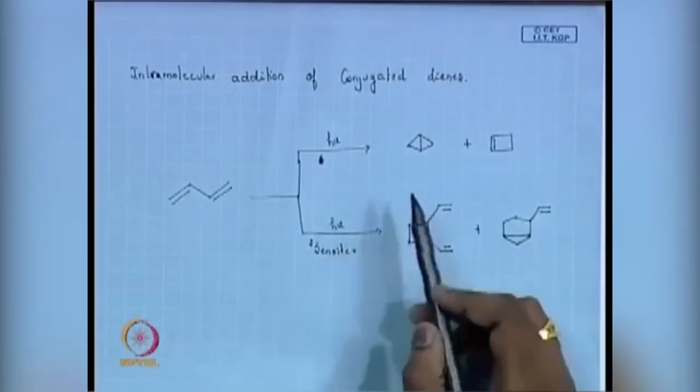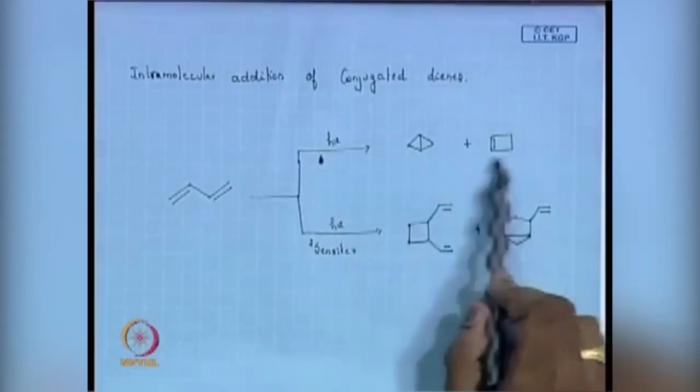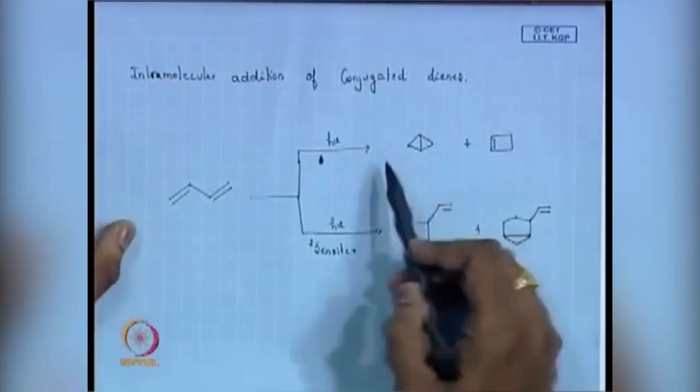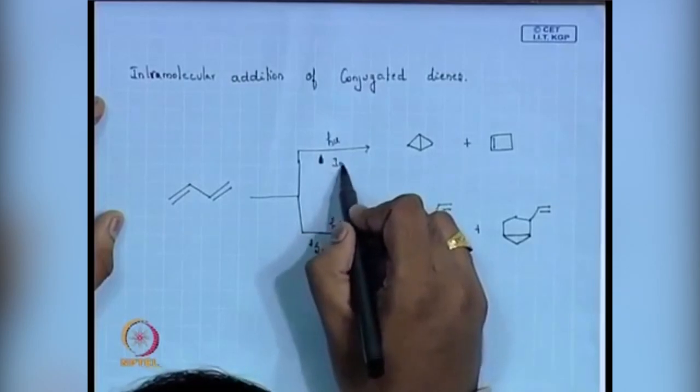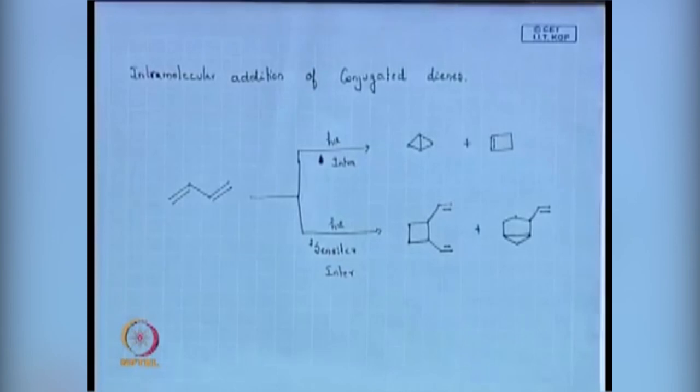But if I do photolysis in the presence of a sensitizer, then I get a sort of intermolecular addition. So, you take the diene: if you do direct photolysis, you get intra; in the presence of a sensitizer, you get inter. Fine. So, we will see how the mechanism works.